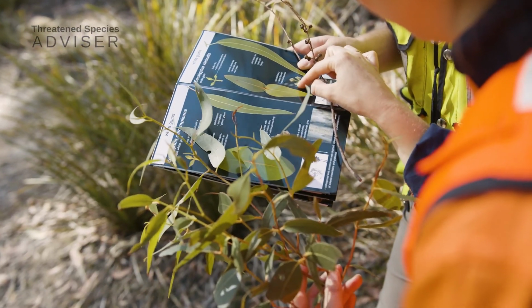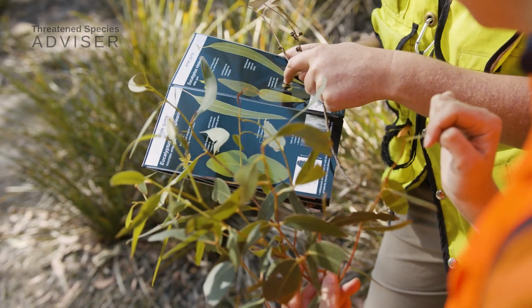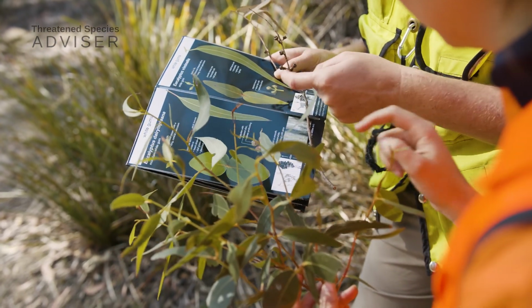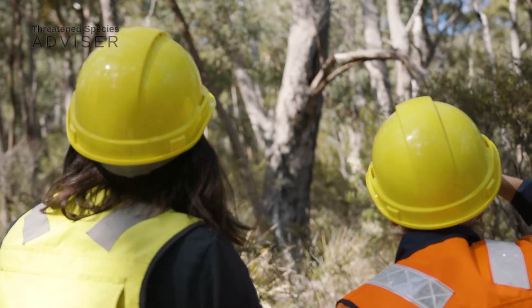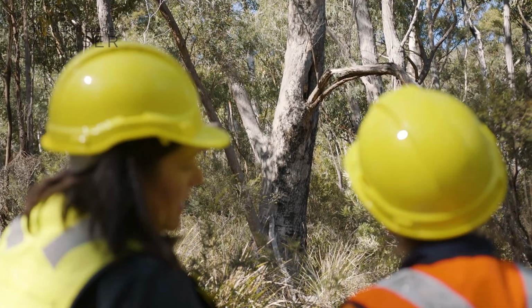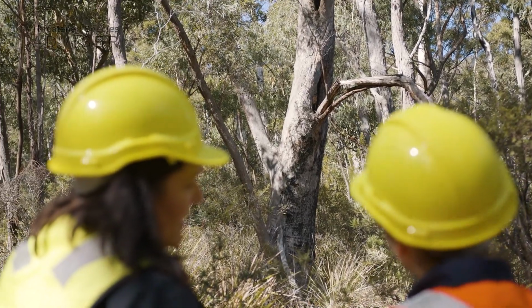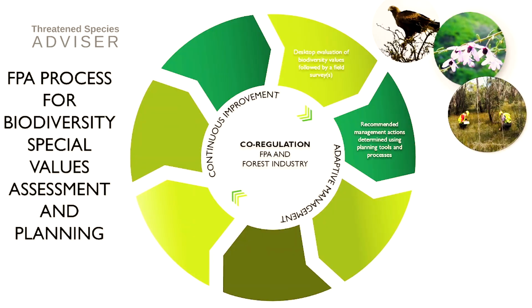Our next job is to complete a field survey of the planning area to see if any of those threatened species or their habitats are present. Once we have confirmed that we definitely do or are likely to have habitat for a species in our planning area, the next step is to work out what to do about it using the FPA planning tools. This is where the advisor fits into the process.